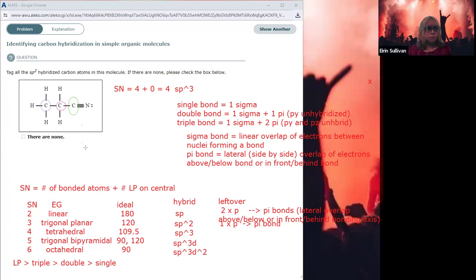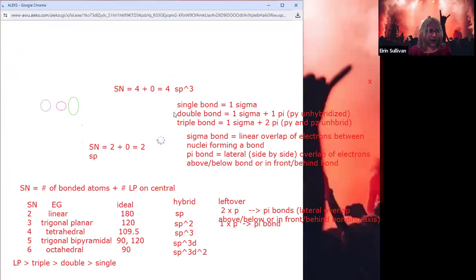So this carbon right here, our steric number is going to be coming from 2 bonded atoms, and no lone pairs. That's a steric number of 2. So my electron group geometry is linear, so that is going to be an sp hybridized carbon. So again, no sp2s there. All right, maybe 3rd time's the charm.